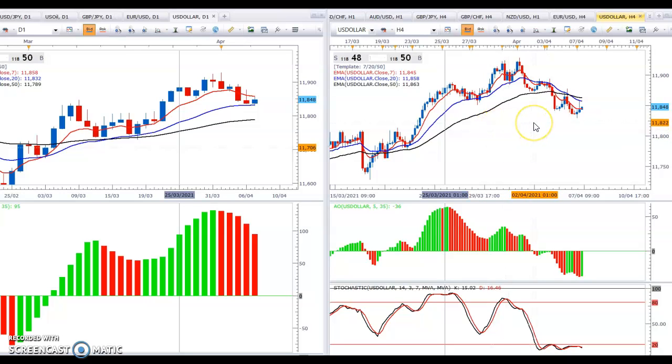So there's nothing to do here except acknowledge that it is in an uptrend and that the 4-hour is mixed, potentially with a swing low.